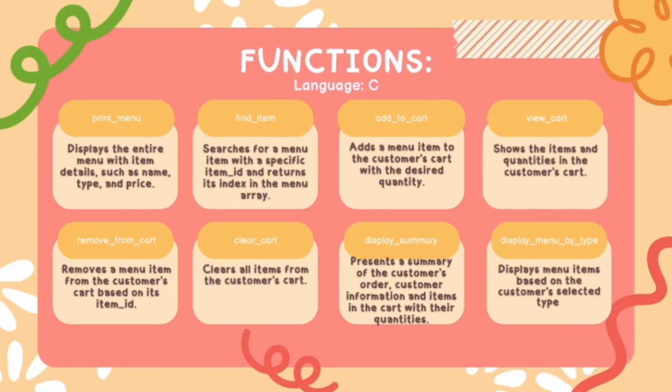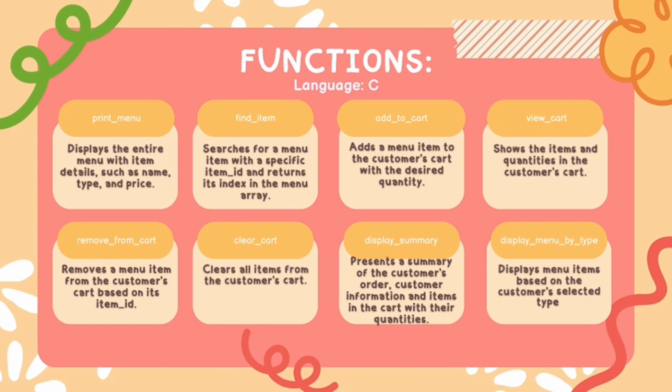Number 1 is print menu. It will display the entire menu with item details such as name, type, and price. Number 2 is find item. It will search for a menu item with a specific item ID and return its index in the menu array. Number 3 is add to cart. It will add a menu item to the customer's cart with the desired quantity.